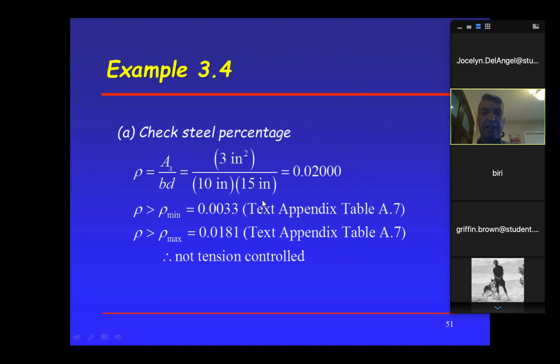In the last example, it raised the flag. We couldn't use the beam. In this example, it raised the flag. But can we still use the beam? We'll see in a second. Therefore, not tension control. That means it's not over 0.005. We're not going to be in that area.